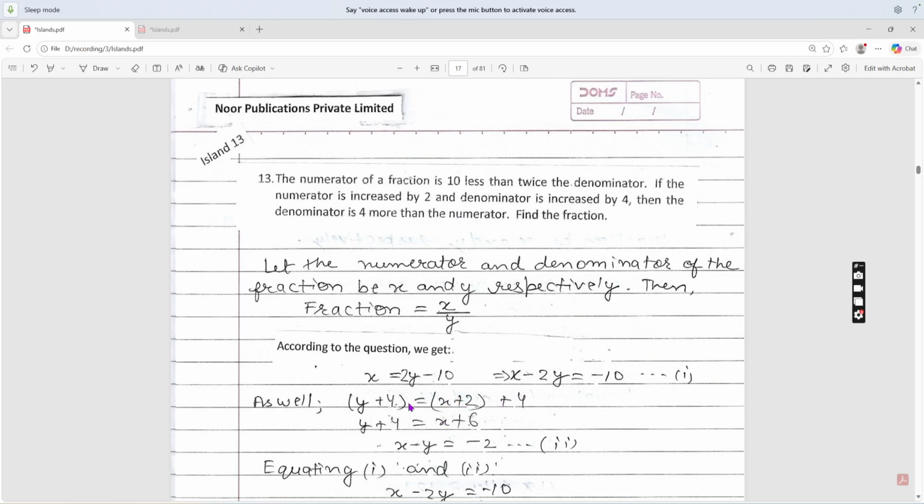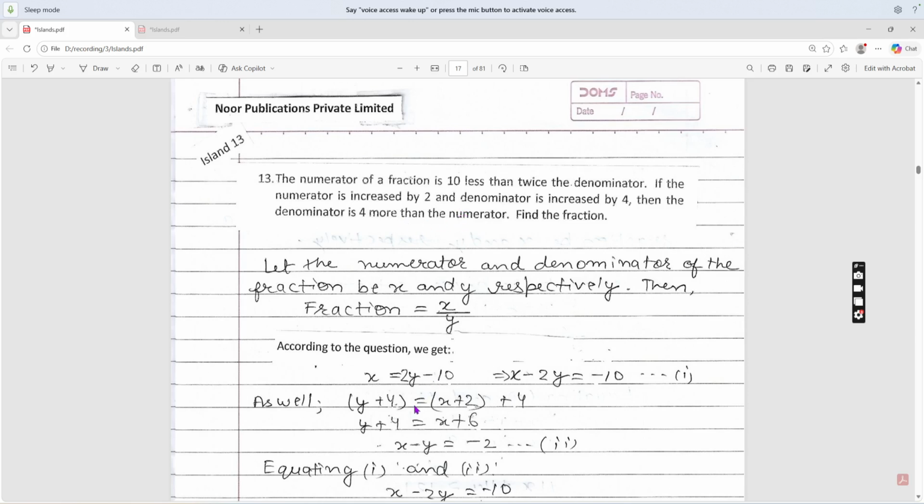Always remember that in the second case, we never have to write the original numerator or original denominator, because it is a new condition, and in the new condition we have to put the new numerator as well as the new denominator as per the given condition. Here, as per the given condition, the new denominator is increased by 4, so it would be y plus 4. The new numerator is increased by 2, so it is x plus 2. And here is the relationship. The new denominator is equal to 4 more than the new numerator. The word new is not printed here, but it is understood.